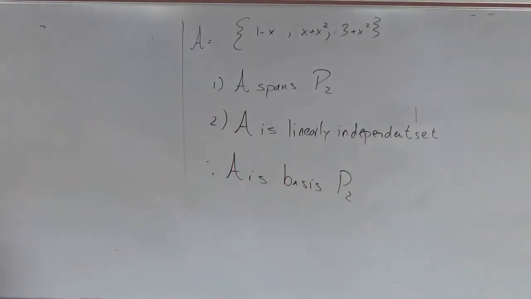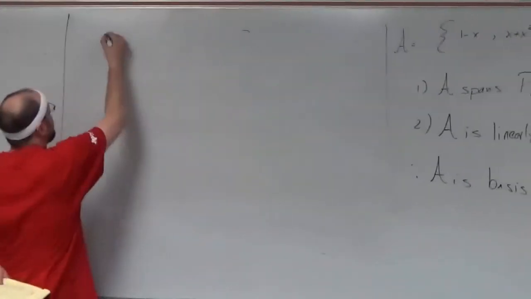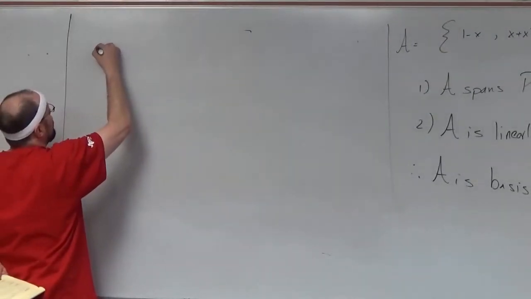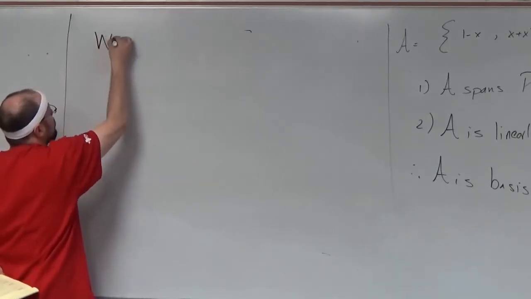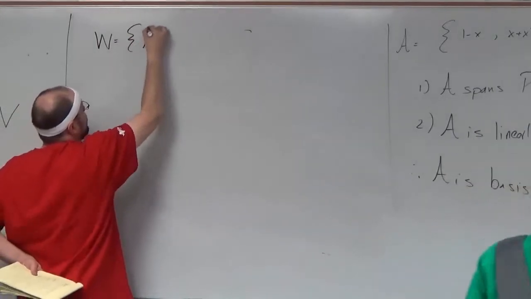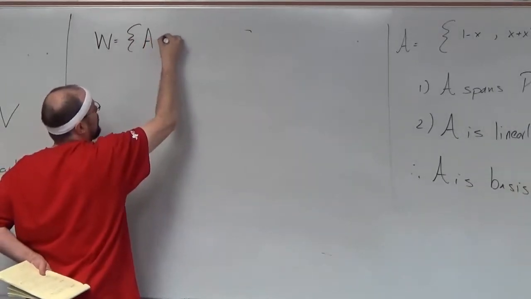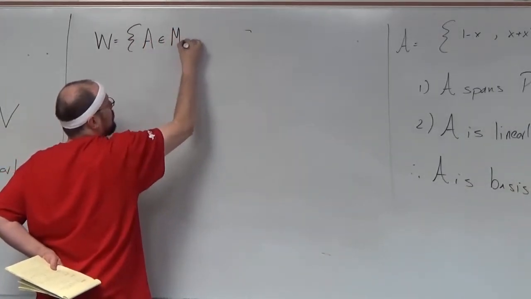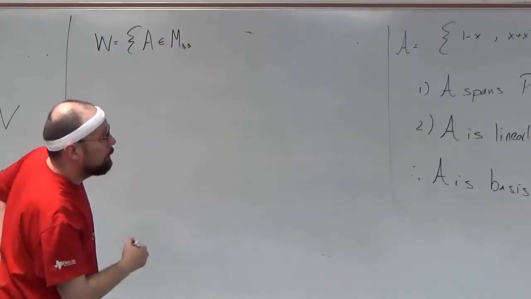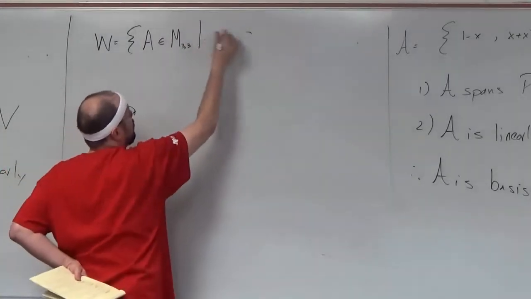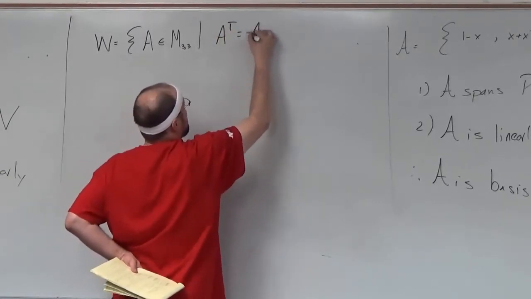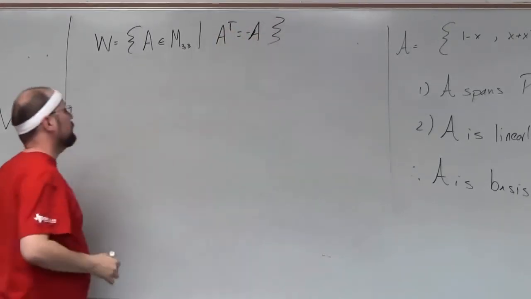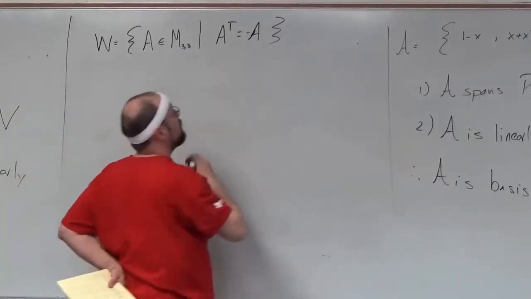But, so let's do something like this. Consider a subspace of the skew symmetric matrices. So W is the set of all, say, 2 by 2 or 3 by 3 matrices, such that A transpose is equal to its negative. So that's a subspace of 3 by 3 matrices.